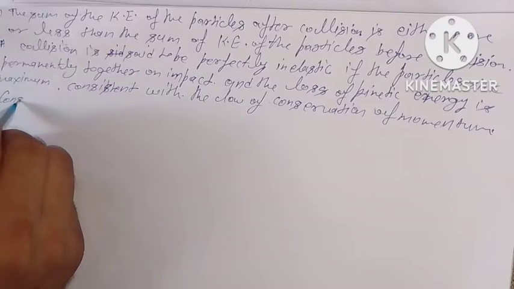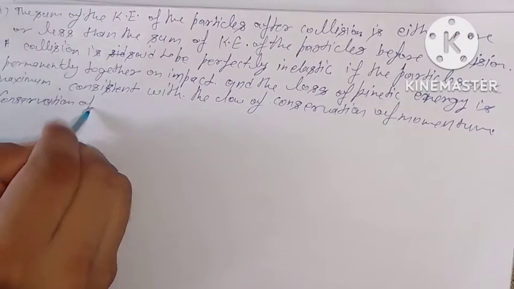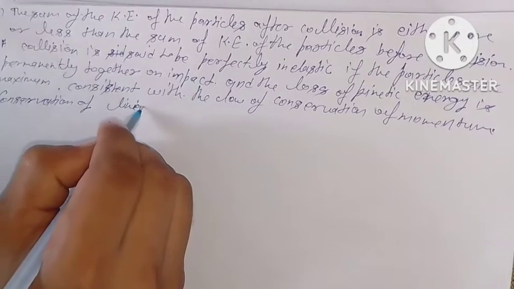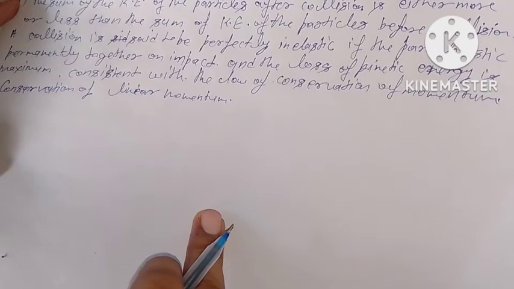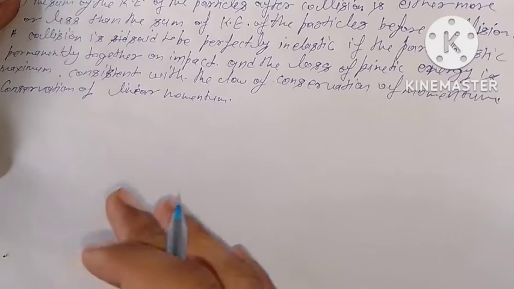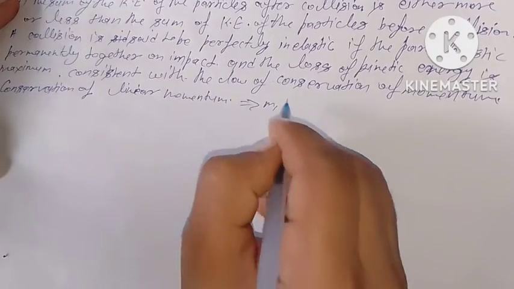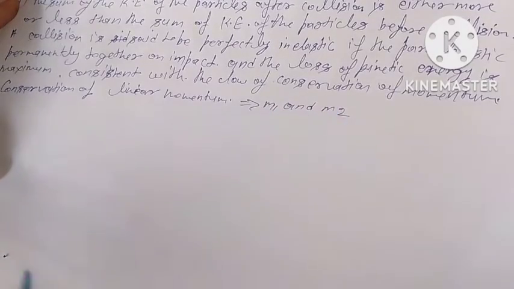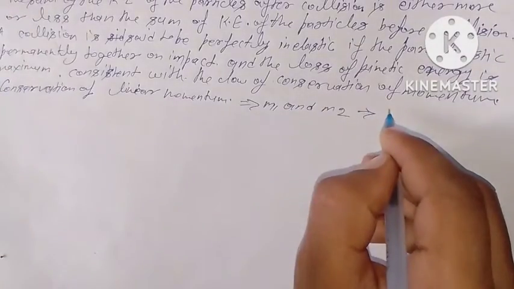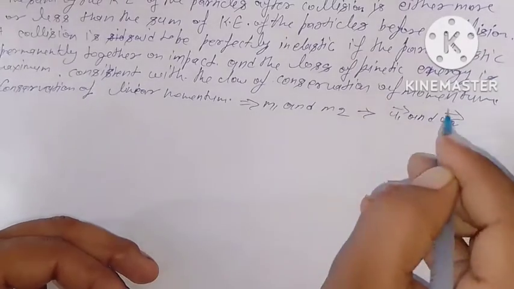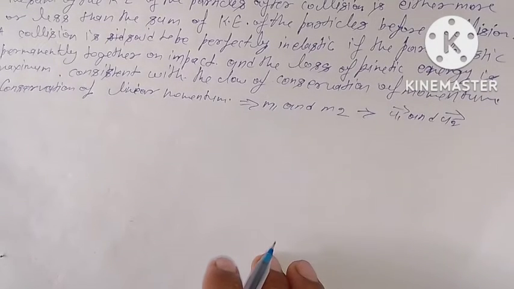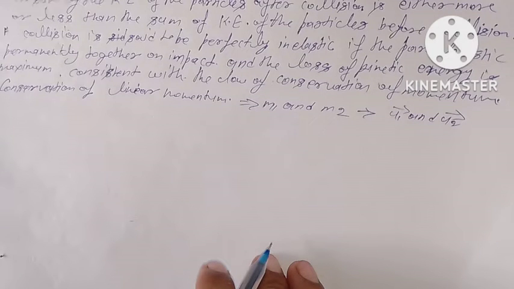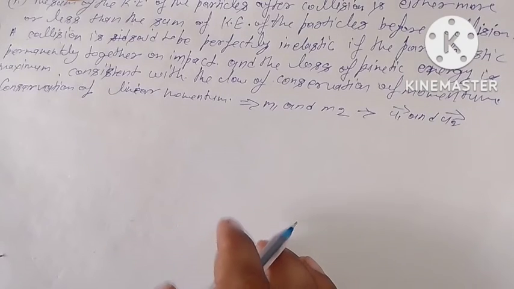Conservation of linear momentum. Consider two particles of masses m1 and m2, moving with velocities u1 vector and u2 vector before collision in an inertial frame of reference. After collision, their velocities become v1 vector and v2 vector.